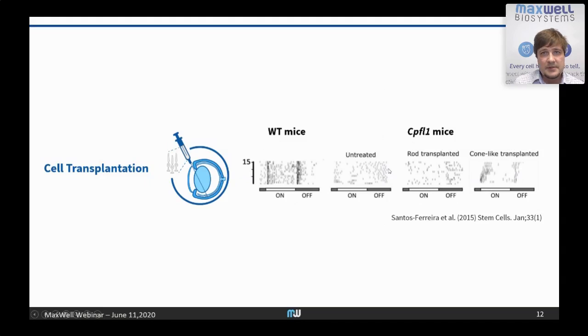We also have beautiful examples for cellular transplantation therapies with the retina and then using MEA, where, for instance, Santos-Ferreira et al. have taken CPFL mice where they have a photoreceptor function loss, and they then harvest healthy rod and cone photoreceptors. They transplant these photoreceptors into these animals. These photoreceptors integrate, and they are able to show light response in MEA experiments.